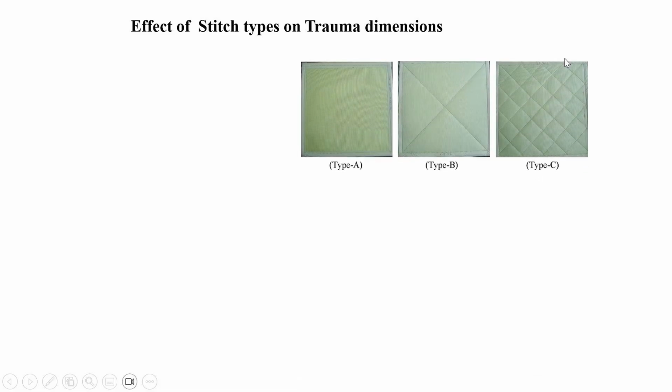Now, a number of different layers we have to stitch together, and stitching can be done in various ways, to make it a single unit. So there are different types of stitches. Here the stitch is from the side, this is type B and type C. Three different types of stitches were studied.